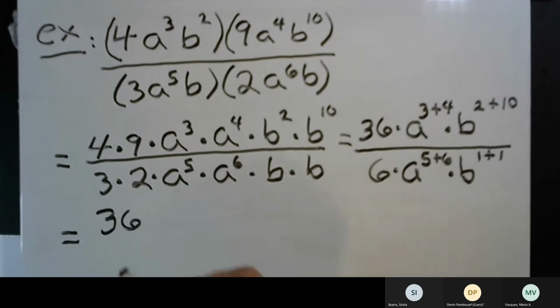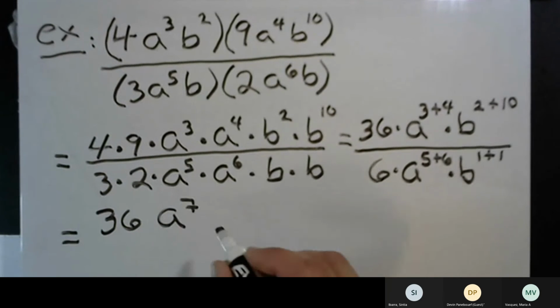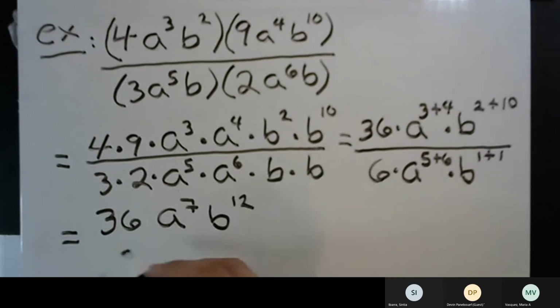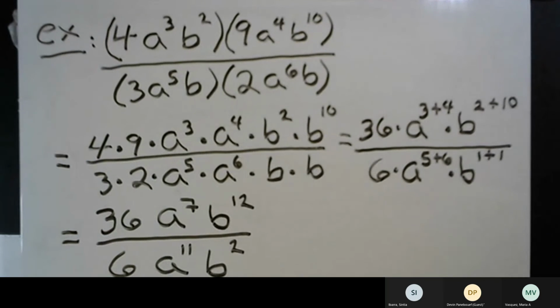So this becomes 36 a to the 7, b to the 12, over 6 a to the 11th b to the 2nd. So any questions so far?